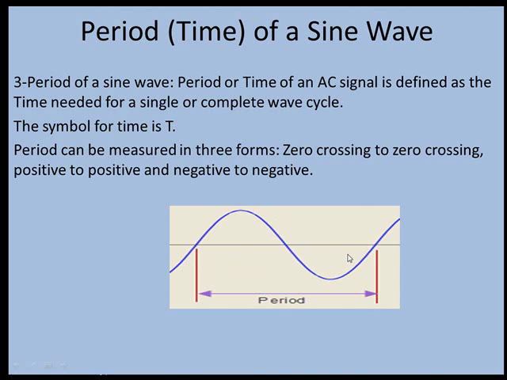Period can be measured in three forms: zero crossing to zero crossing, which is the case right here, from this point to this point. Positive peak to positive peak: if I start here and end up somewhere in here, that will also be equivalent. You could also measure the period from negative peak to negative peak: if I start at this point here and end at this point, that will be a full cycle. The time in any case should be the same for a sine wave.